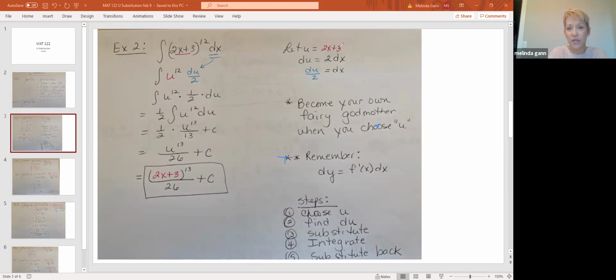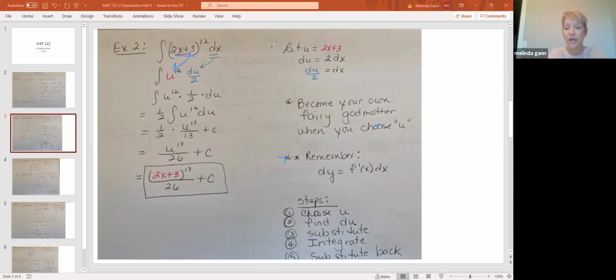See, if I let U be 2x plus 3, I can replace this whole 2x plus 3 with this U. So I just have U to the 12th. All I did was take out 2x plus 3 and put in U, okay? But you cannot mix variables. You couldn't have the integration of U to the 12th dx. So if one thing changes to U, everything's got to change to U.